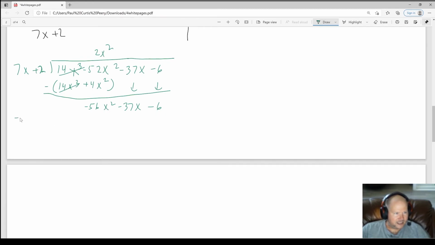And then at this point, I'm saying 48x squared divided by 7x. Sorry, the coefficient is negative 56, so negative 56x squared divided by 7x. Negative 56 divided by 7 is negative 8, and x squared divided by x is just x. So we end up with a negative 8x, then we end up multiplying. I'm not going to keep the side work on this. We'll just get rid of that. We don't need that side work.